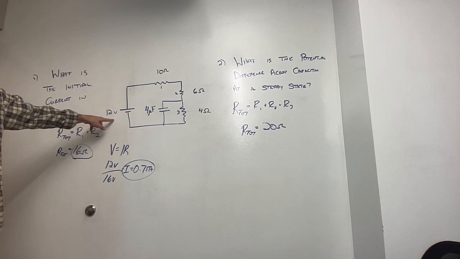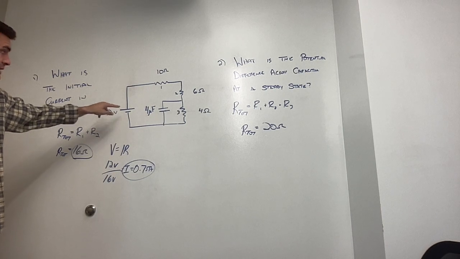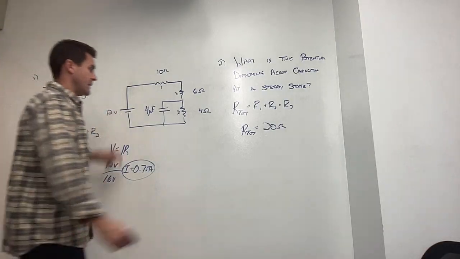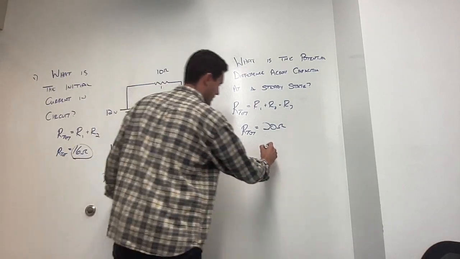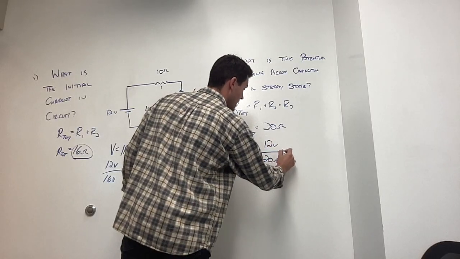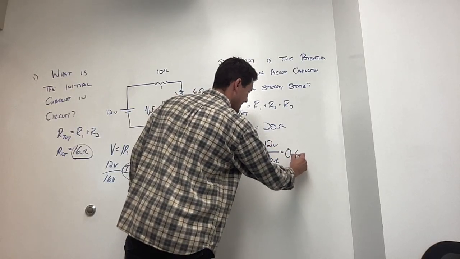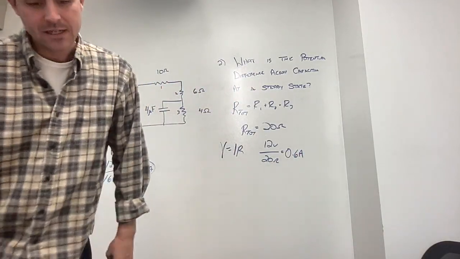The battery remains unchanged. The battery, the chemical reaction powering this battery, whatever it is, still has 12 volts in it. So let's Ohm's law this thing again. V equals I R. I know that I've got 12 volts. I know that the resistance is now 20 ohms. I'm left with 0.6 amps of current at the steady state, okay?